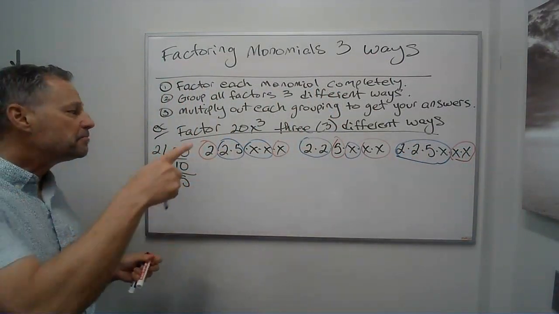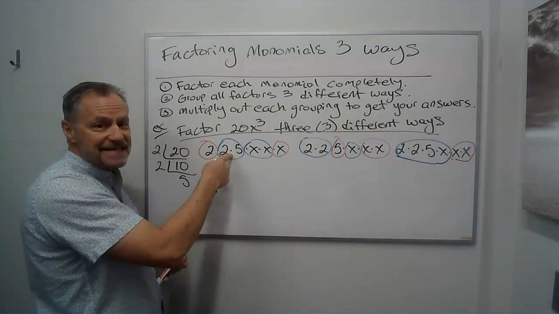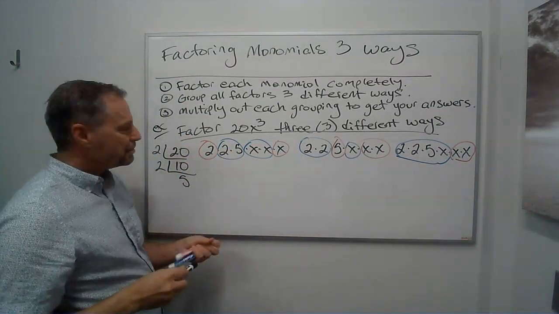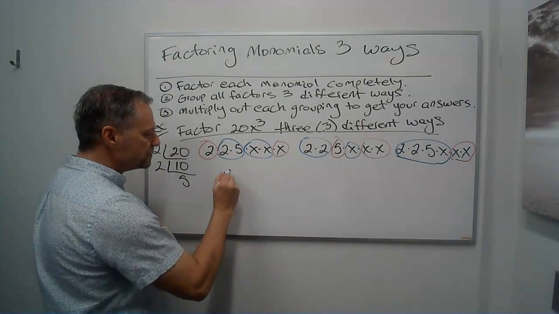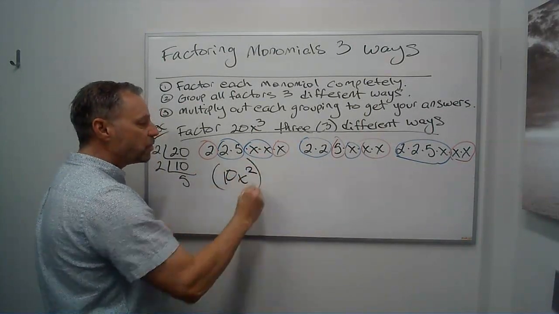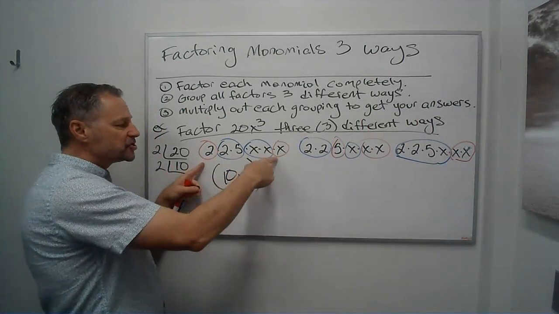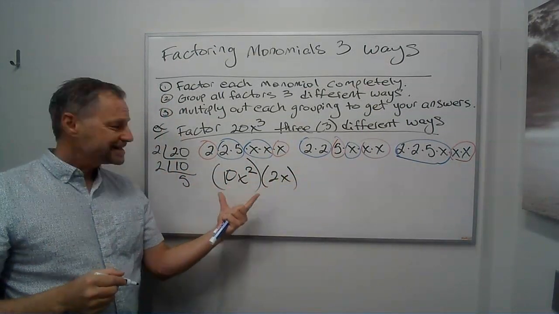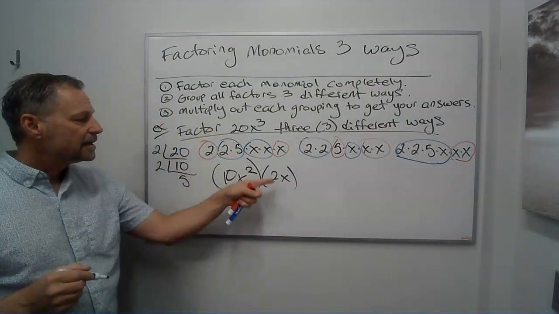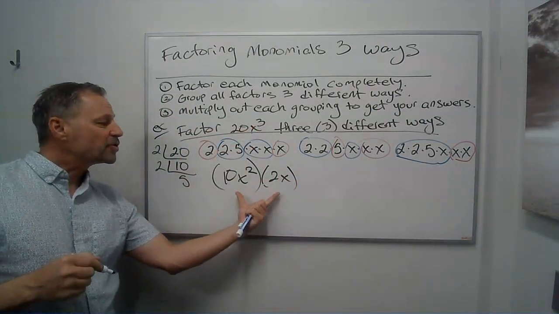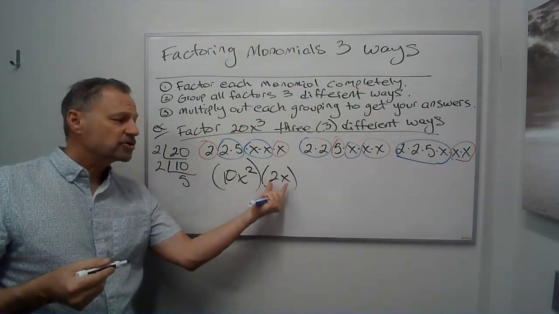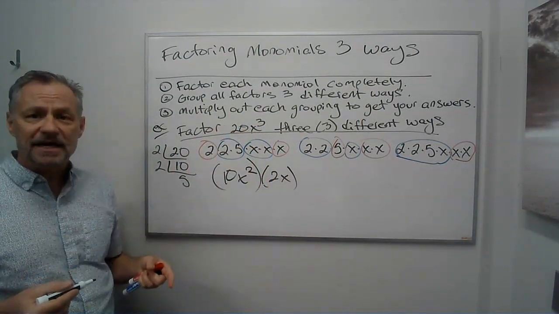I'm going to multiply the blue things together. So 2 times 5 is 10. X times x is x squared. So we'll just write it in black, 10x squared. That's one grouping. And the other grouping is the 2 times x, so 2x. And notice if I multiply these out, 2 times 10 is 20. X times x squared is x to the third. So this is a factorization. 10x squared is a factor. 2x is a factor of the 20x to the third.